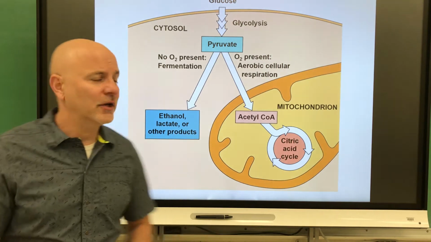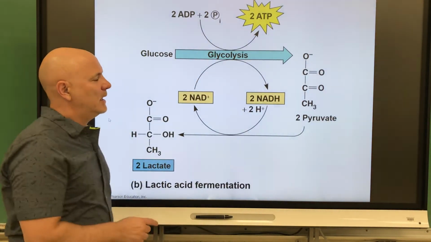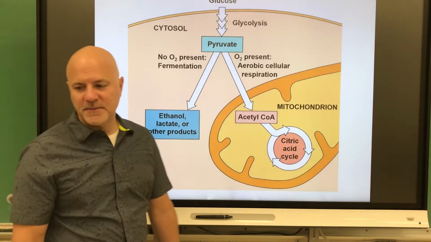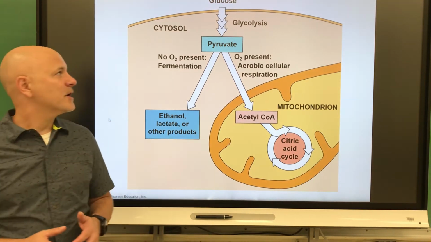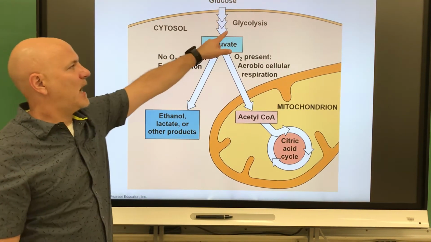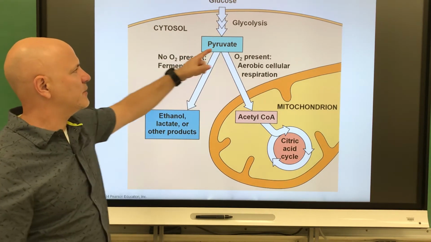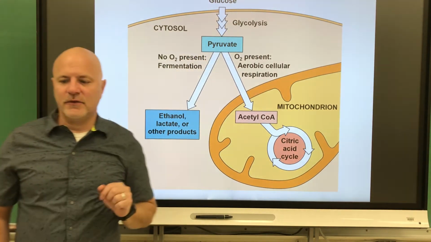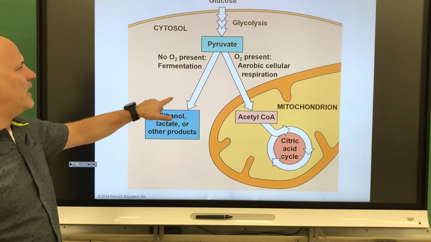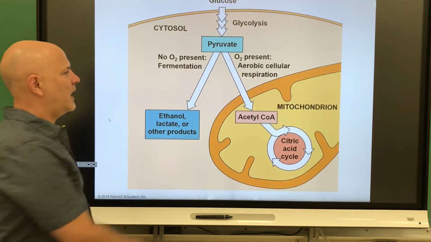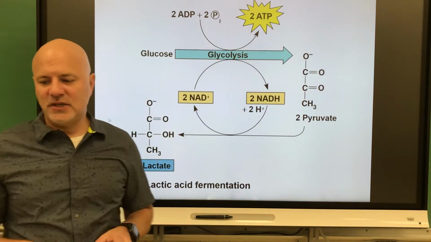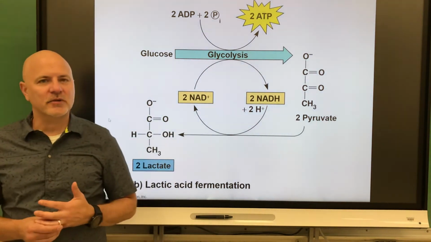Okay, let's take a look at the steps in anaerobic respiration. The first step is glycolysis. It doesn't matter whether it's aerobic or anaerobic respiration, you're going to do glycolysis first. The second step is a fermentation step, and there are two fermentation types, depending on the organism that we're talking about.